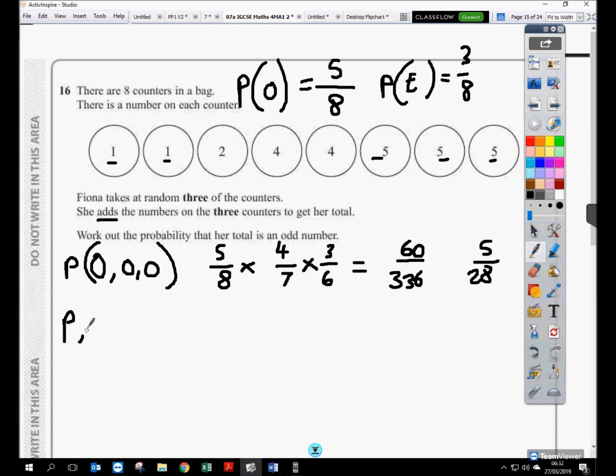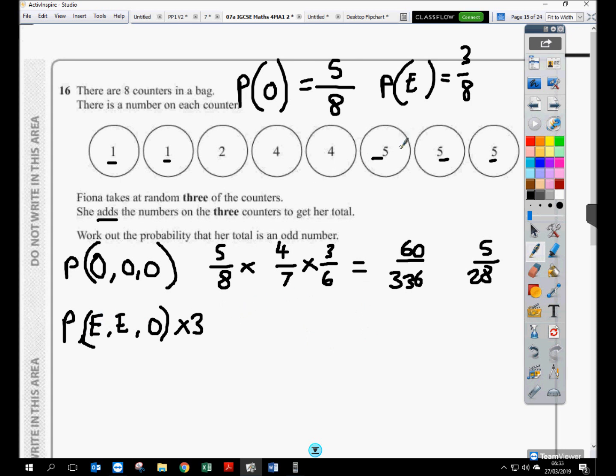So we can have probability of even, even, odd. So one odd but two even. Now the odd number doesn't have to be at the end here. It could be even, odd, even, or odd, even, even. That means we can times this by 3 because there's 3 different positions for the odd. You can work them all out separately. We can work out even, even, odd, or even, odd, even. Or you can just work out one of them and times it by 3.